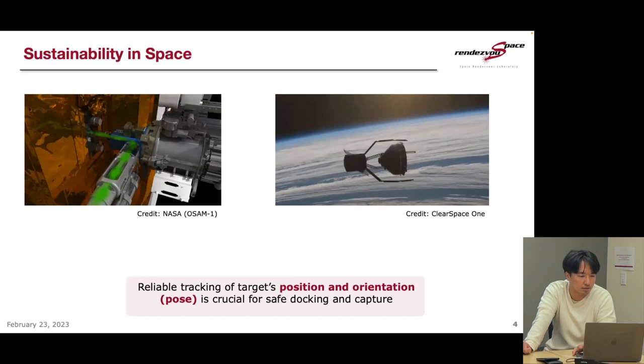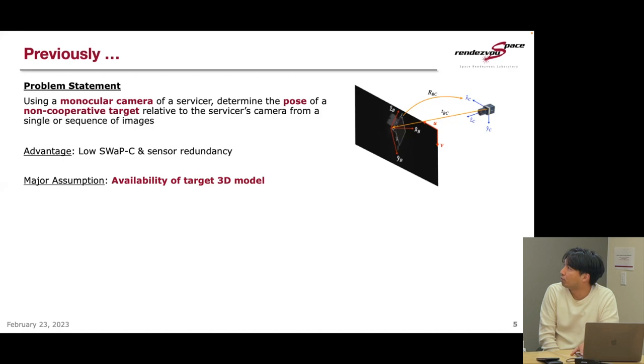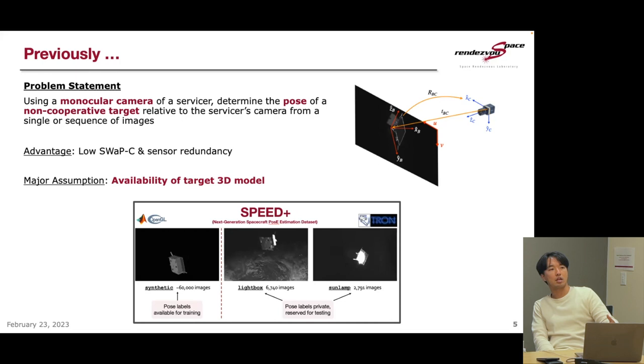capture mechanisms. Previously, as most of you know, my research has focused on using a monocular camera to determine the pose of a known non-cooperative target. So we're assuming that we have at our disposal the 3D model of the target spacecraft, either from our clients or because this is a very well-known object that has a public repository of models, which allowed us to use machine learning to recreate synthetic images at large scale of this particular spacecraft. We use that to train our neural network and test it on the exact same target.